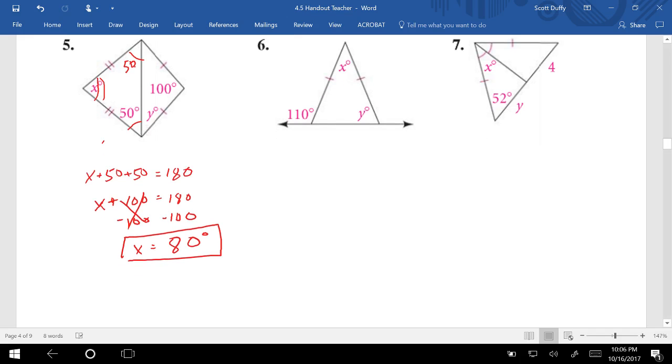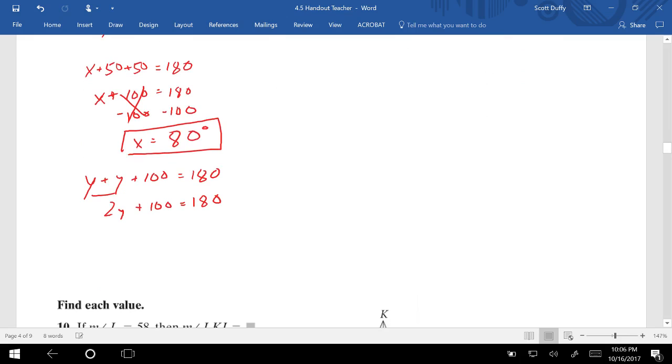Then up here, this triangle is also isosceles because this side is equal to this side. So basically, if this angle is y, so is this. And then we have the top angle being 100. So y plus 100 equals 180, which makes it 2 y's right there, plus 100 equals 180. Subtract 100. You get 2y equals 80. Divide by 2, and you get y equals 40 degrees.